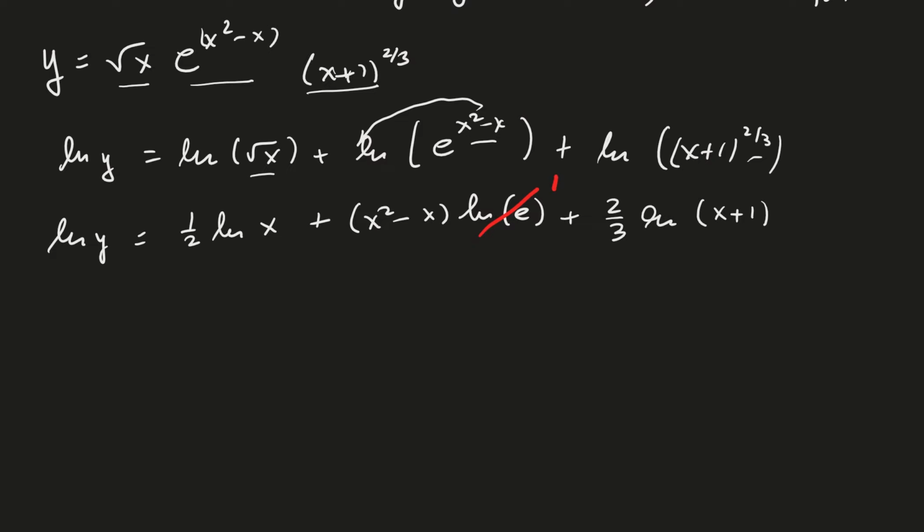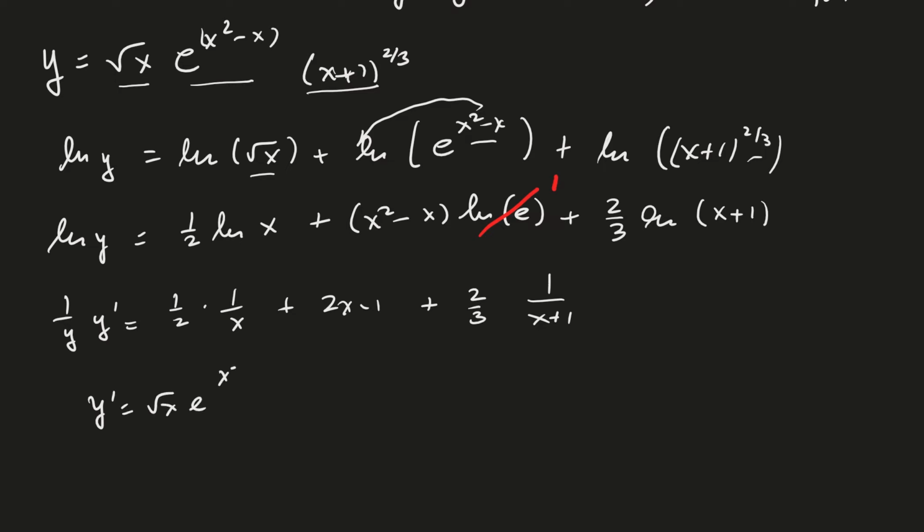And so now if we differentiate, we'll have 1 over y times y prime is equal to 1/2 times 1 over x plus, that's just going to be 2x minus 1, plus, that's just going to be 2/3 times 1 over x plus 1. Wow, that was easy. And so y prime is equal to this big mess.